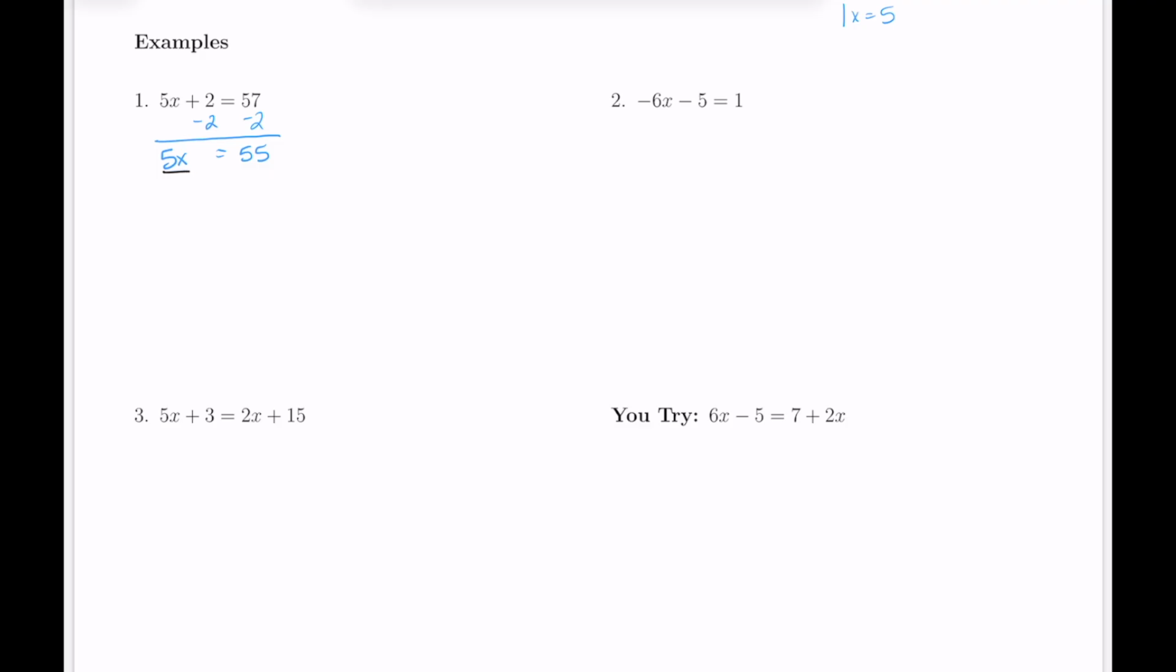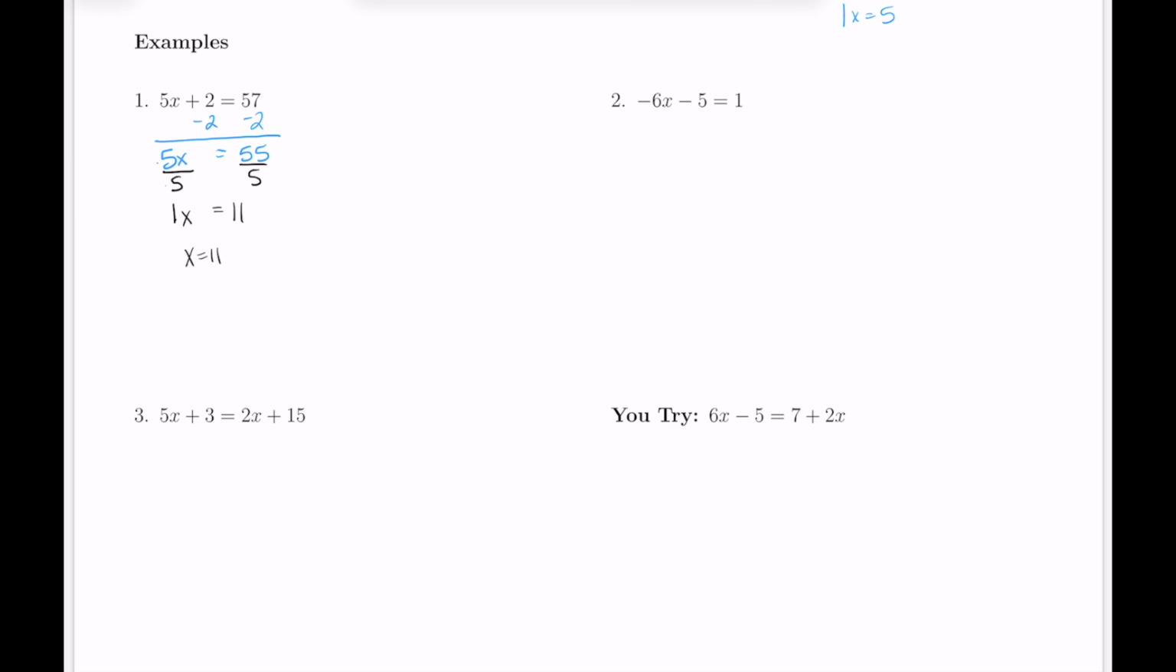So if we divide the left side and the right side by 5, that will isolate the value. Now I have 5 divided by 5 becomes 1x, which is what we wanted. We do have 1x equals 11, or just x equals 11, as a lot of people would probably say.